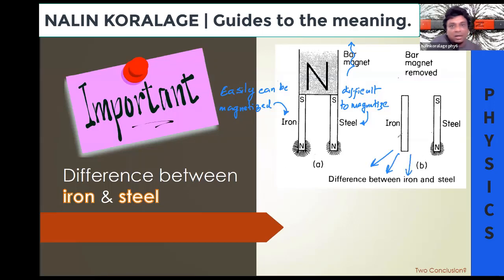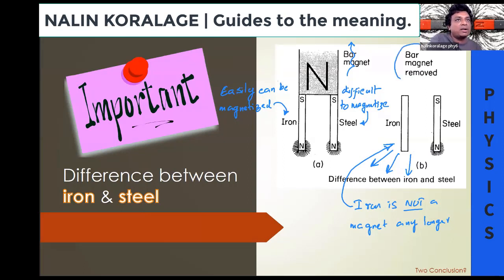Because iron has lost its magnetism. Iron is not a magnet any longer in this case. So we can say that iron is not a magnet any longer. That's how it's going to be once that bar magnet is removed.